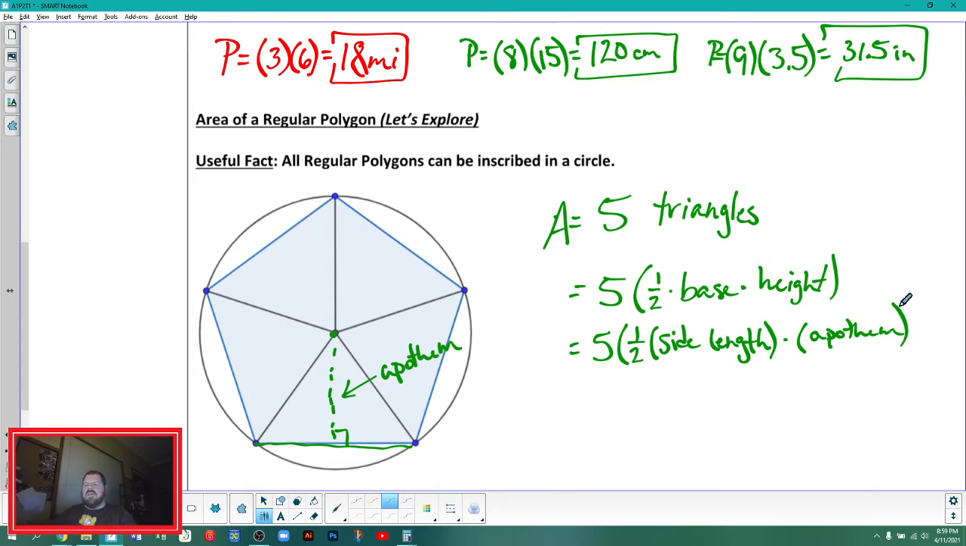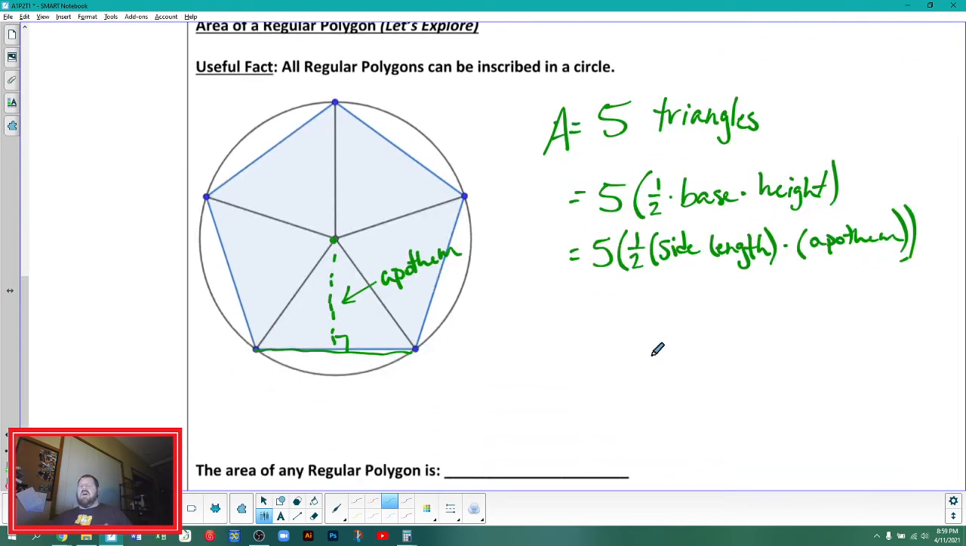Okay, and so that's going to give me my area. Let's see if we can move some things around a little bit, which we can because this is all multiplication. Even though it looks like you might have to use the distributive property with that 5, you don't, because everything in here is multiplication. So I have 5 times 1/2 times side length, let's call that S, and let's call the apothem A.